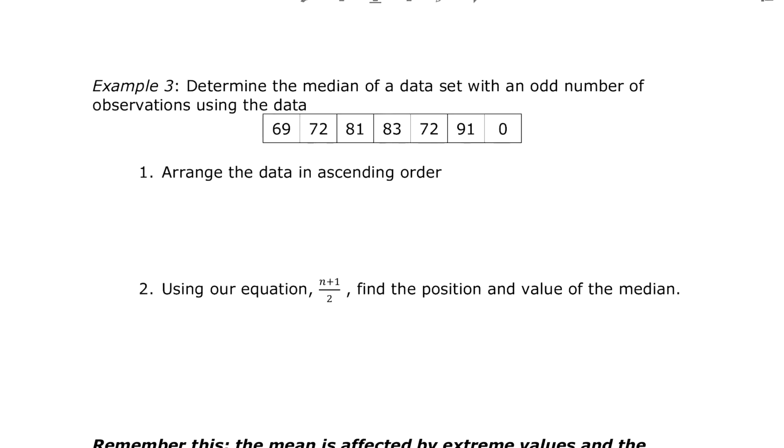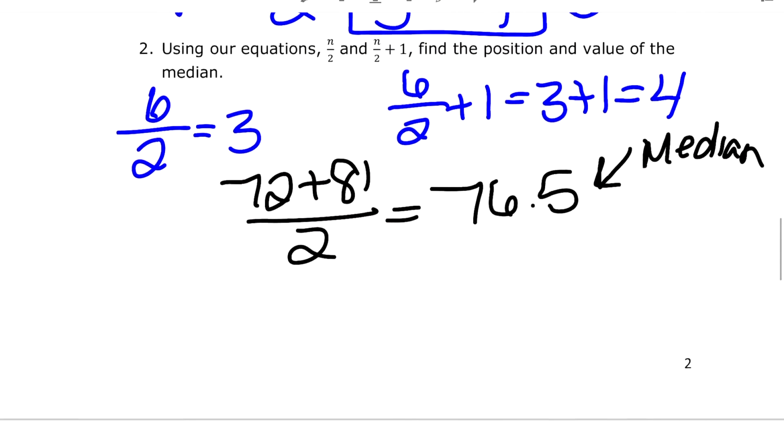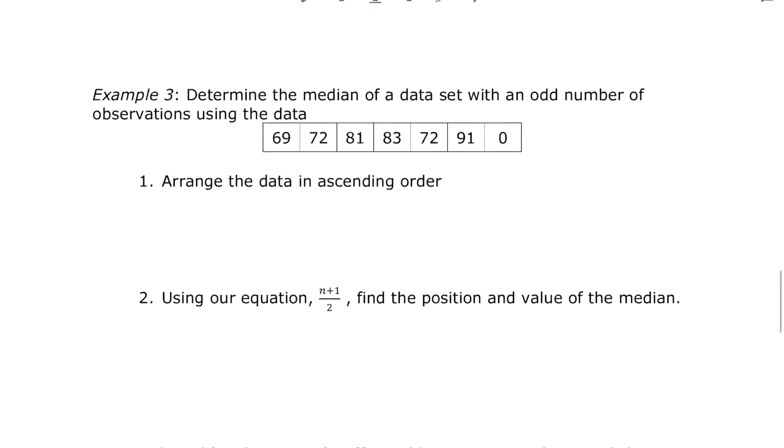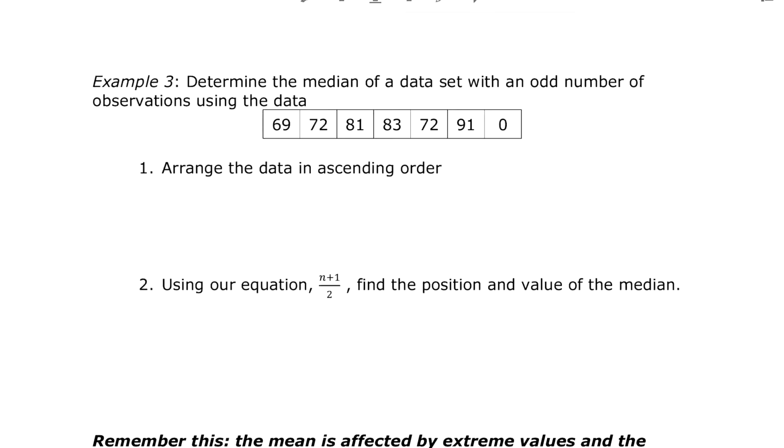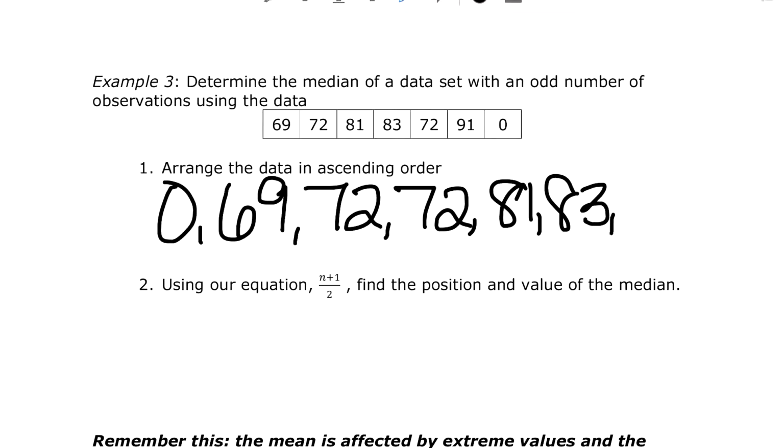This one's a little bit easier because we don't have to do this last step of adding the two numbers together and dividing by 2. We're going to find just a single number for our median. So the first step, just like before, we need to put the data in ascending order. So now we're looking at all 7 students. So our smallest value now is 0, and then the rest of it is the same as it was before. 69, 72, 72, 81, 83, 91.